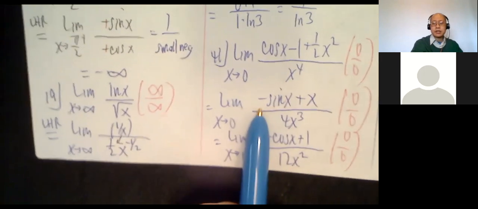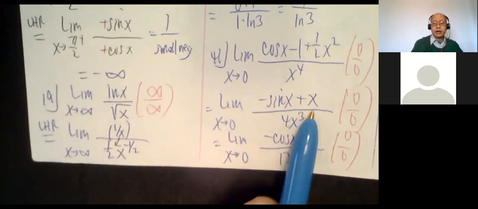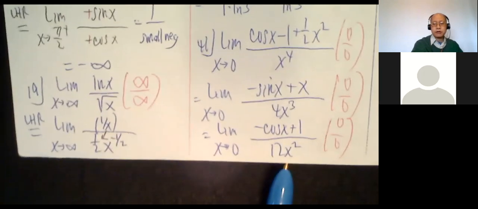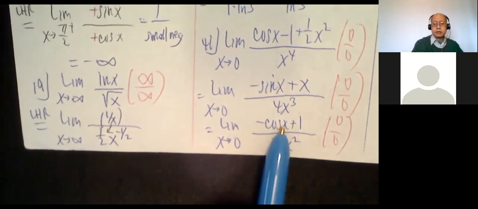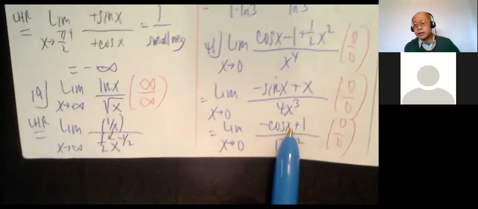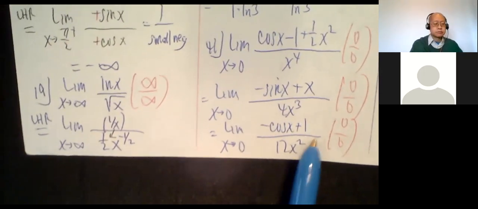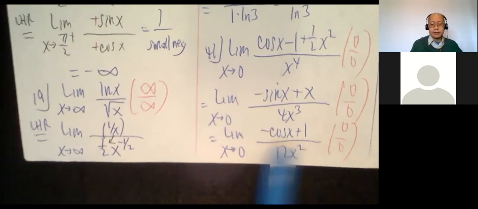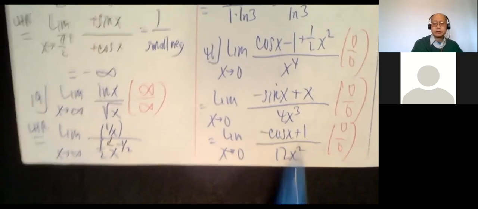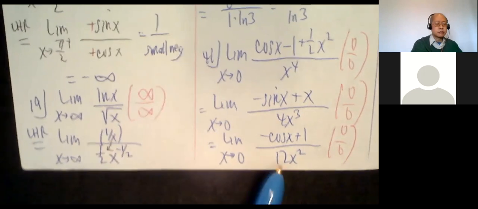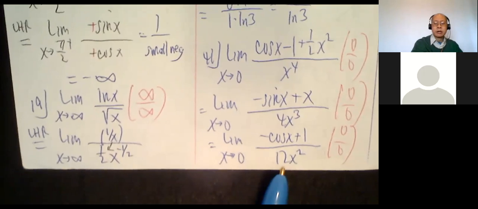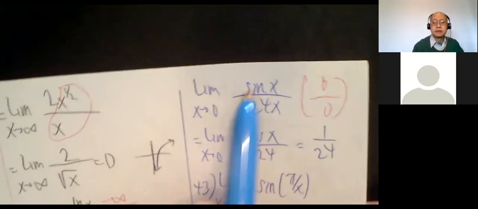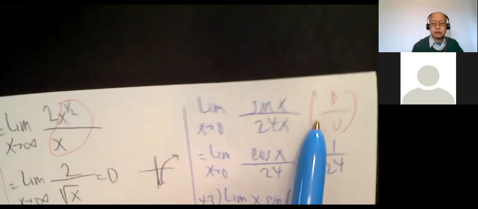Okay, derivative of negative sine x is negative cosine x, plus derivative of x is 1, divided by 12x squared. Still 0 over 0. What is it at 0? Negative cosine 0 is -1, plus 1 is 0, divided by 0. So do it again. What's the derivative of the top? Derivative of negative cosine is positive sine, divided by 24x. Plug in 0, 0. Still 0 over 0.